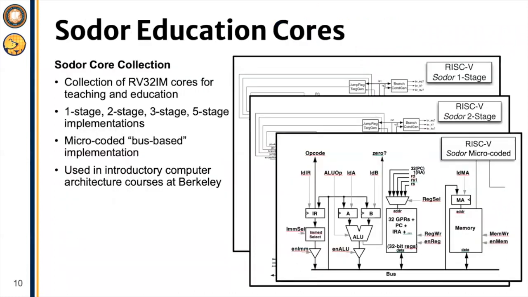For education, we also have a set of cores called Sodor, which is a collection of 32-bit RISC-V cores designed not so much for actual architecture research, but more for teaching undergrads the basics of pipelining and CPU design, right? So there are examples of single stage, two stage, three stage, and five stage implementations. In the introductory computer architecture course at Berkeley, students go through the design of these cores and study how the microarchitecture affects the performance of some basic RISC-V programs.